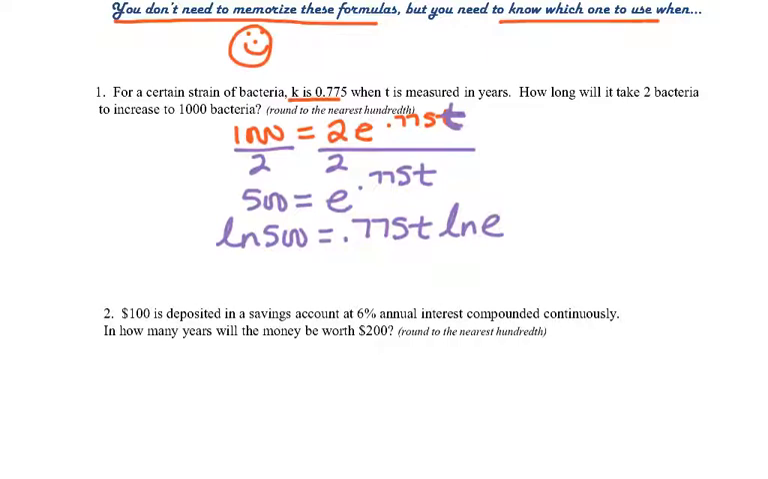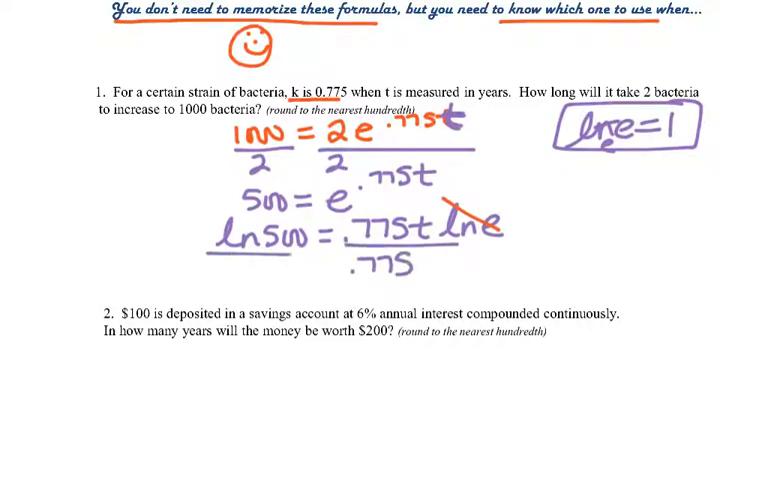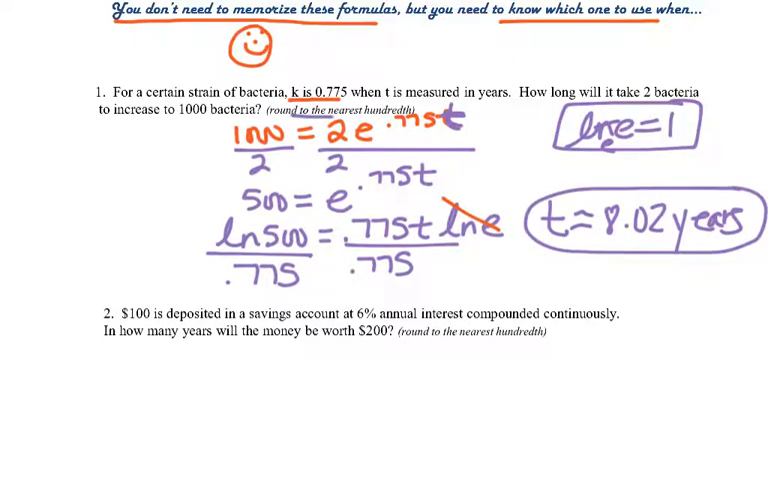Why do you think I did natural log? Right, because the natural log of e is equal to 1, because e to the first is e. So this essentially disappears, and we would just divide both sides by 0.775, and I would just type that into my calculator and get t is approximately 8.02 years. And I'll tell you on each story problem what we want you to round it to. So this is to the hundredth, 8.02 years.